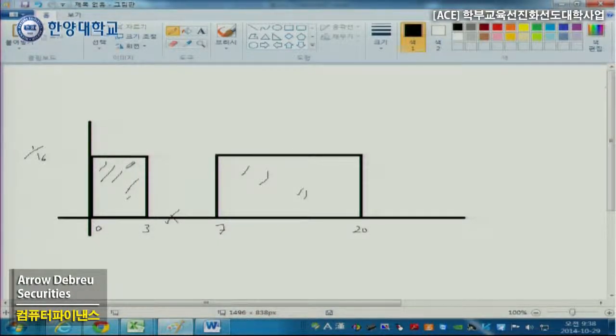Maybe another idea is that I can generate a random number between 0 to 20. And then when a number is in this area, I can just throw it away, and I do it again. Okay? That's another idea.